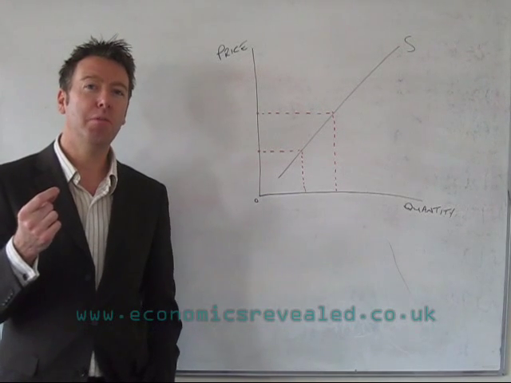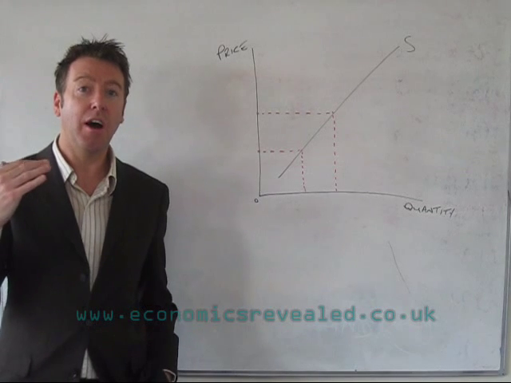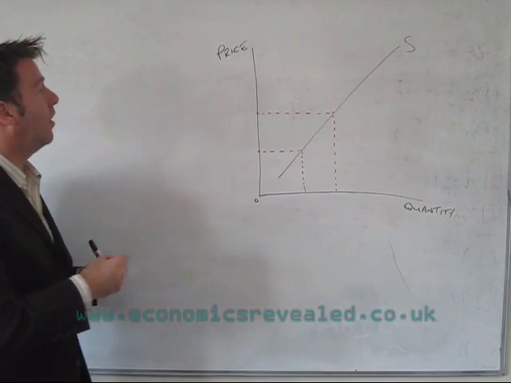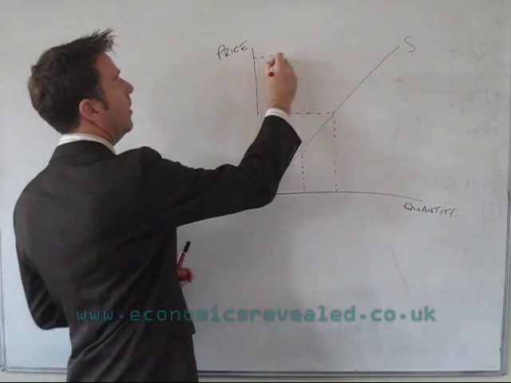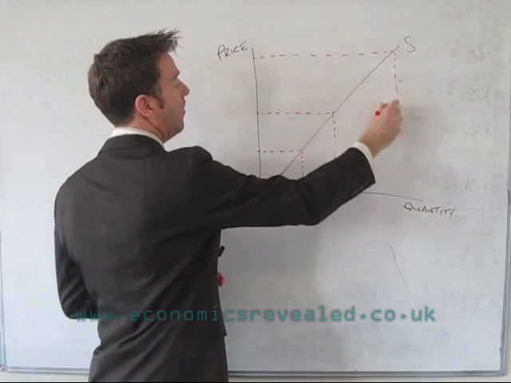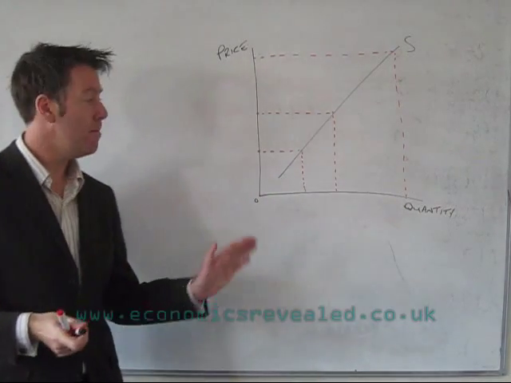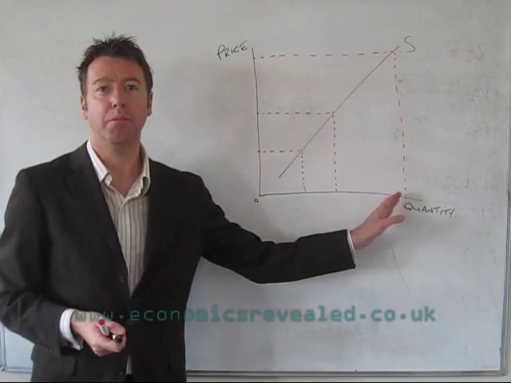So the only way that you would be willing to supply that extra would be if you could get a higher reward for it. And so if the price was up there, you would possibly be willing to supply many, many more apples and plums.